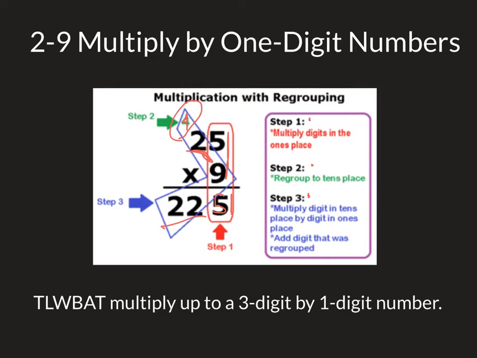So anyways, please pause the video and get a good look at this so that you can really see where everything's going and get a better understanding of multiplying multi-digit numbers. So let's do a couple as an example.